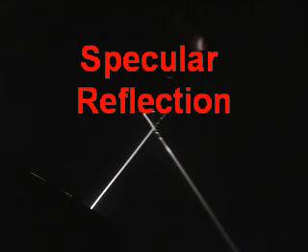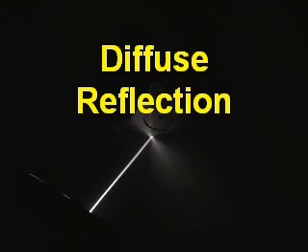Now, this is specular reflection because it's a smooth surface from which the reflection is taking place. Let's contrast it with this. I'm going to turn the mirror to a dull side. Can you see the difference? See, now instead of a nice line, it's just diffusing out.